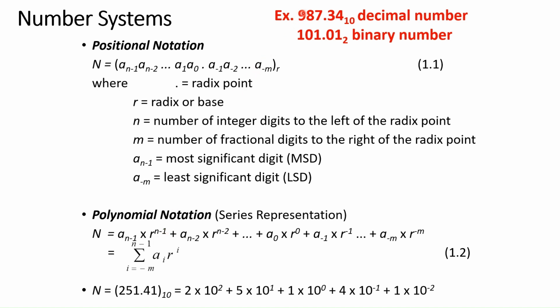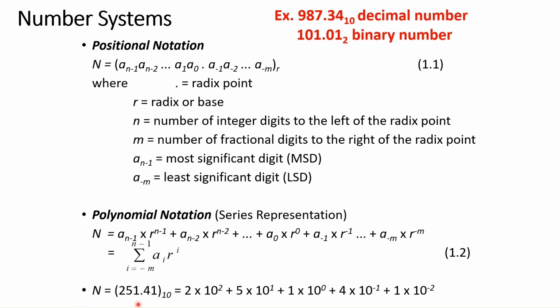Because for this decimal number, the position of this 9 is second, as we are counting from 0, right? First position is 0, then 1, then 2. So it will be 9 times 10 to the power 2 plus 8 times 10 plus 7 times 1. So this is the integer part. Now the fraction part is according to the polynomial notation. It will be -1 here after the radix point. So it is 3 times 10 to the power -1 plus 4 times 10 to the power -2, like this.